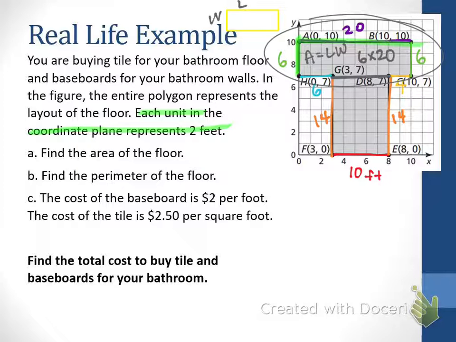6 times 20. What is 6 times 20? 120. So the area of the top is 120. Okay? Pause. We're not going to do anything with that number yet. We're going to go back to the bottom and find the area of that.